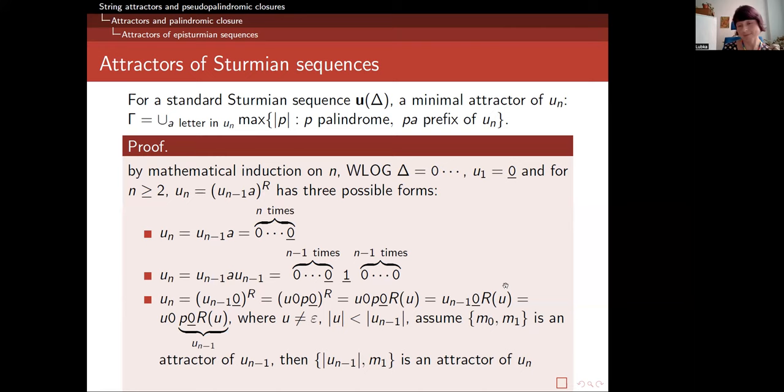Either your factor crosses this zero, it is fine because it means that it crosses this position of the attractor, or of the set for which I am proving it is an attractor. Or it is completely contained in UN-1, because it is contained here or here, but R of U is a suffix of UN-1. So if your factor is contained in UN-1, then either it crosses the position M1, the attractor of UN-1, which is fine because it corresponds to this position, or it crosses the position M0.